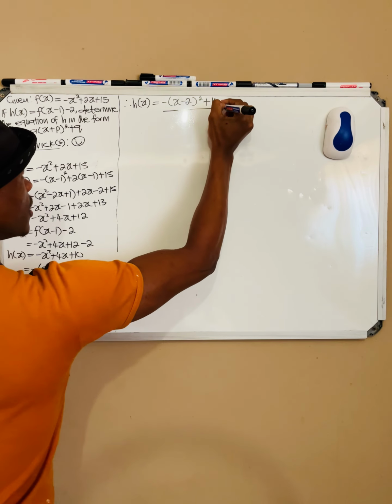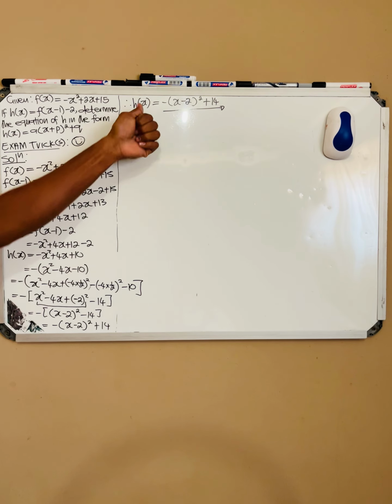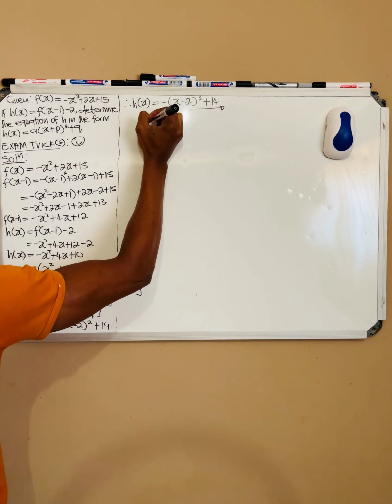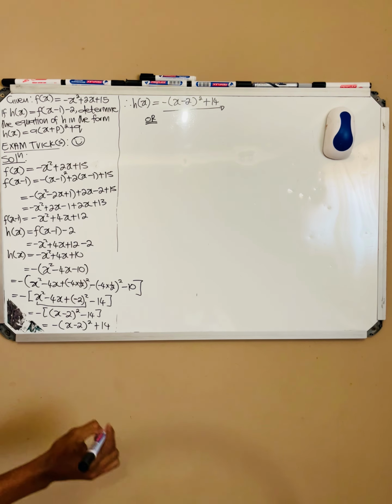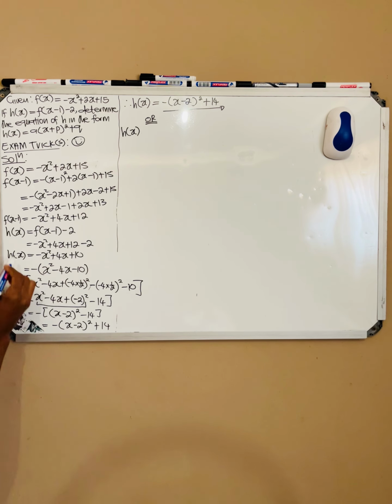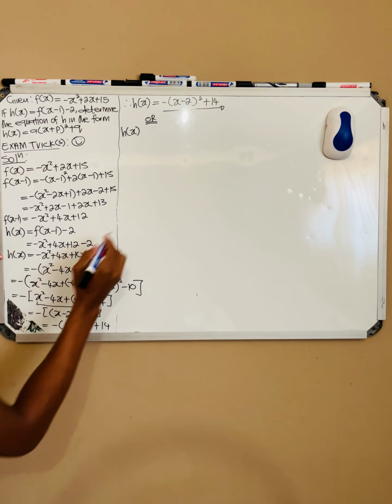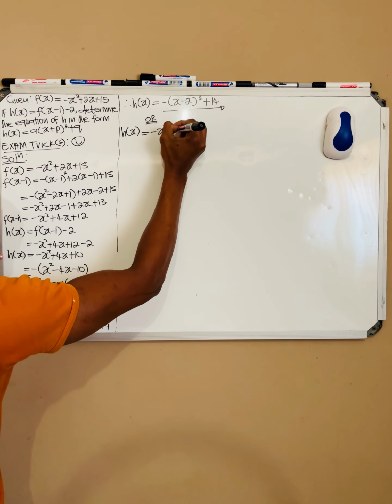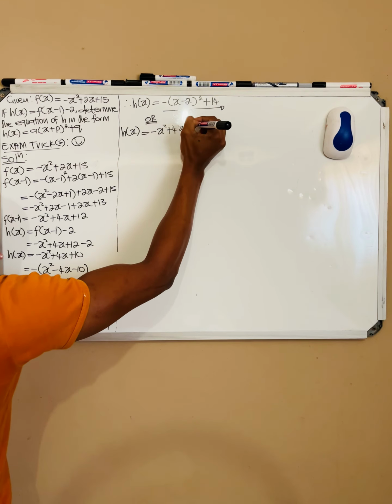This is the equation of the parabolic function h after we shift f 1 unit to the right and 2 units downward. Then another way: remember our h of x, we got h of x after simplifying here. Our function h of x is here. We got minus x squared, then plus 4x, then plus 10.